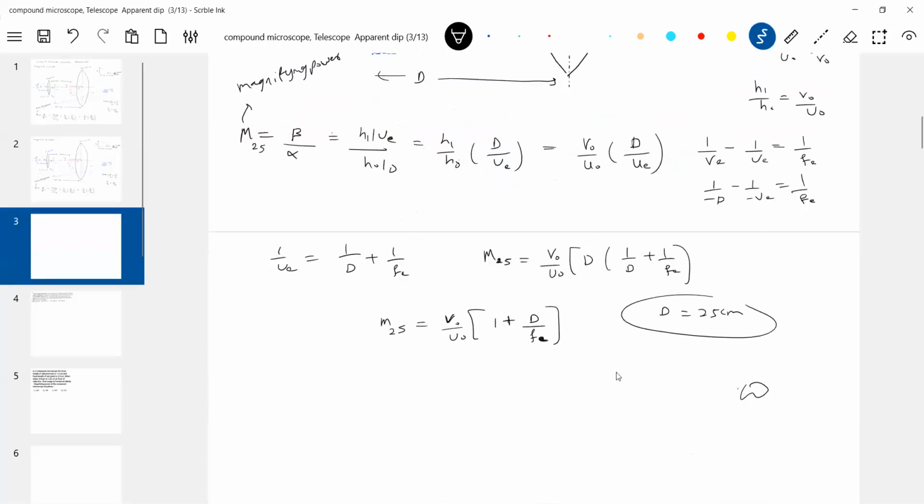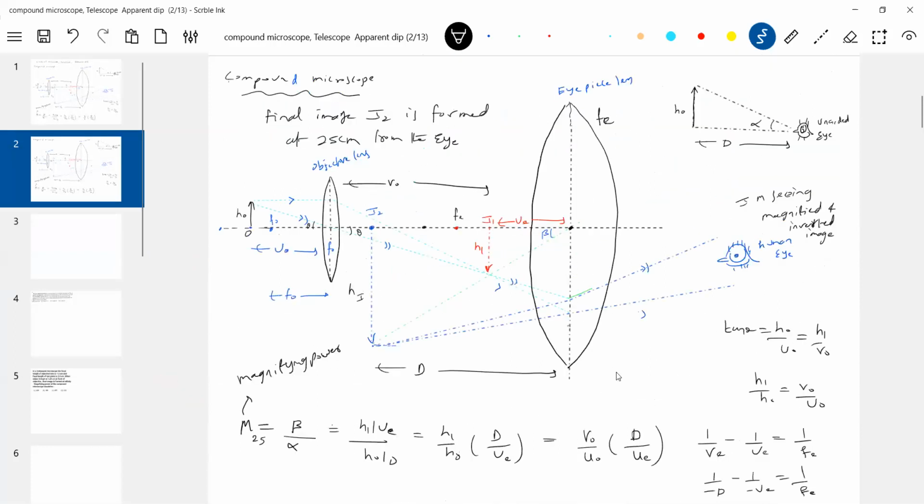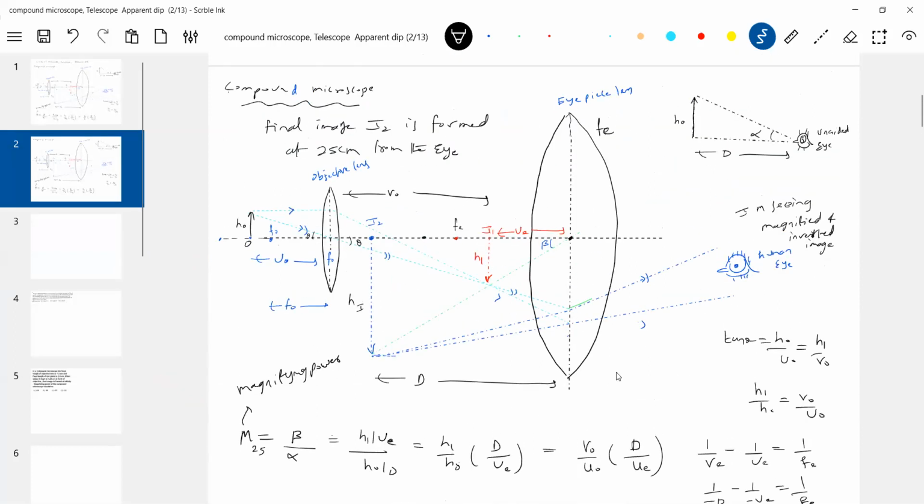For the magnifying power M25, I'll write it directly. So there's a formula. What is the length of the tube? So shall we take this as the length of the tube. What do you mean by the length of the tube? The distance between the objective and the eyepiece. That's called the length of the tube.